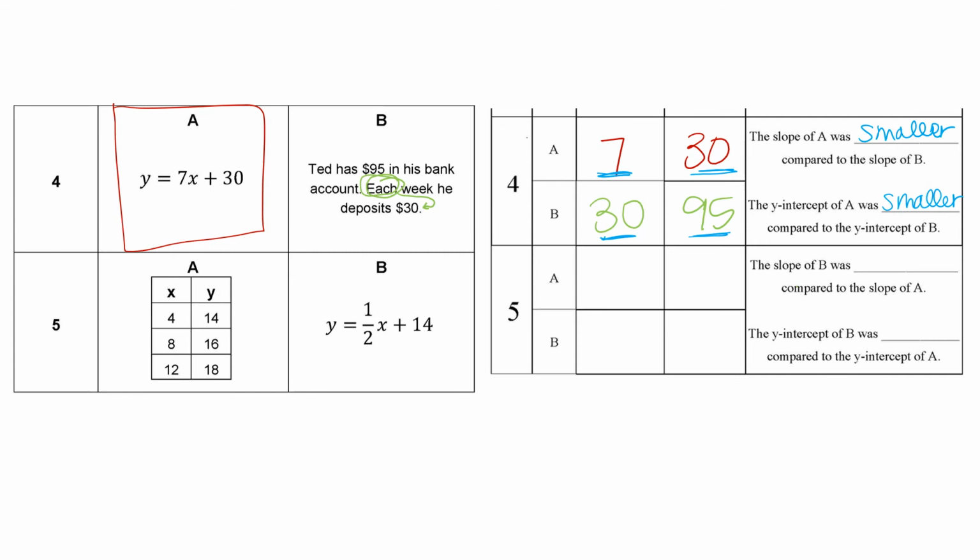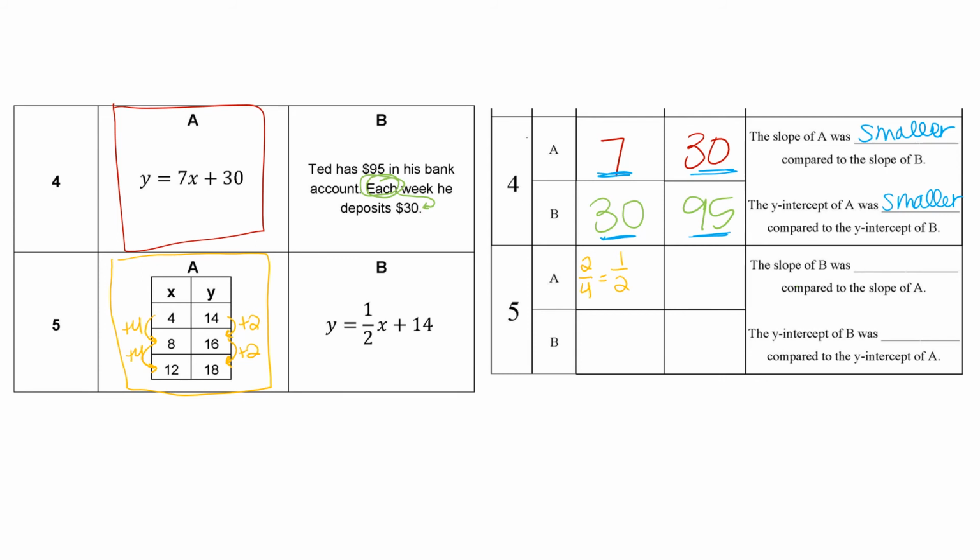All right, number 5. I have a table for A, so to find my slope, I need to find my changes. My y values are going up by 2. My x values are going up by 4. So my slope is going to be 2 over 4, which reduces to 1/2.